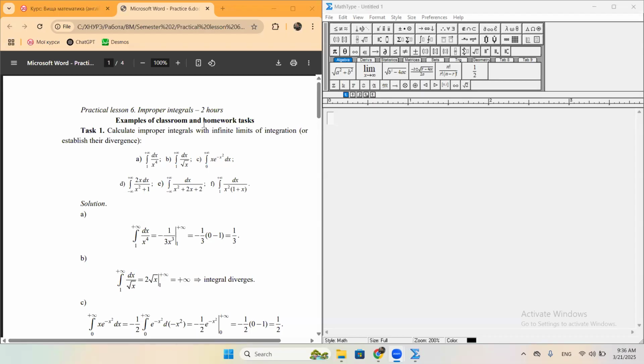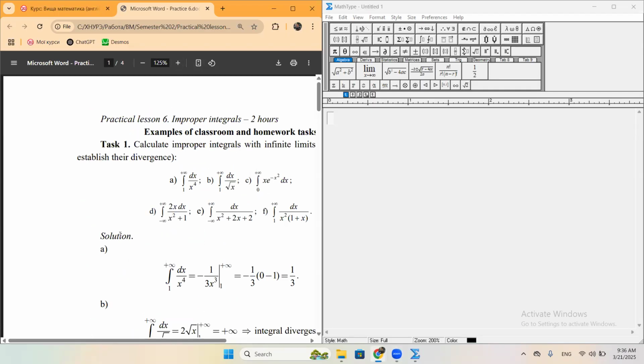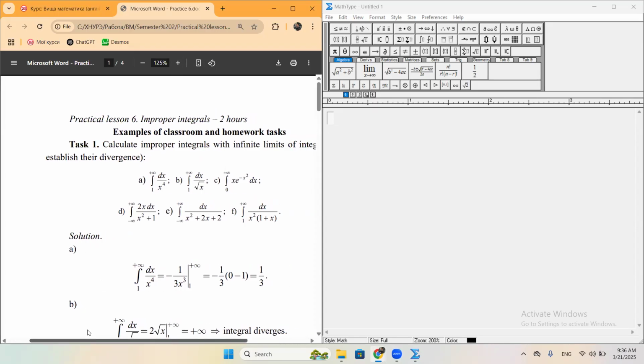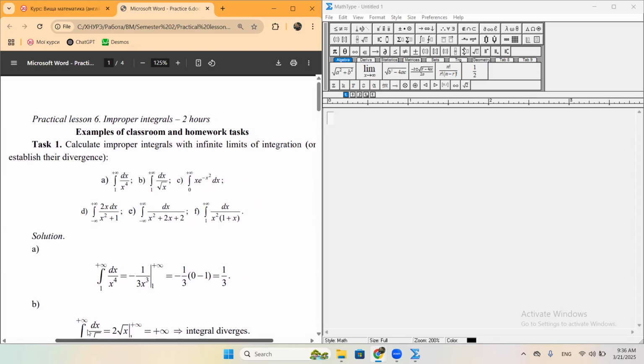So let me remind you that there are improper integrals of the first kind with infinite limits of integration, and integrals of the second kind where functions are unbounded, so the segment of integration contains a singularity point for such functions. First of all, we will calculate improper integrals with infinite limits of integration, or otherwise establish their divergence.